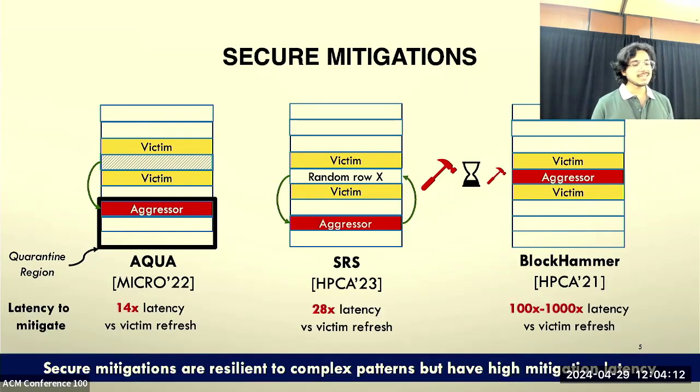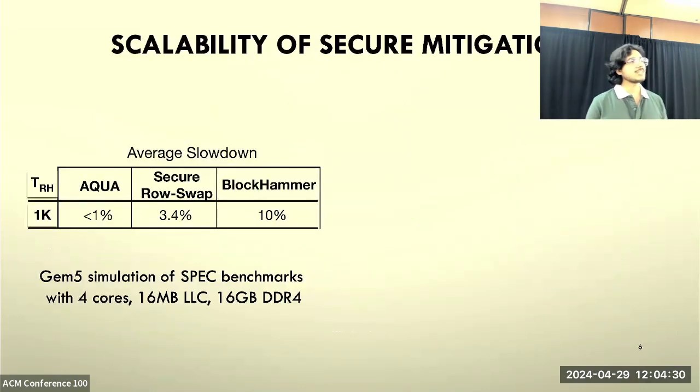So these mitigations are secure, but incur higher latency because they are complex compared to victim refresh. This is because row migration schemes like Aqua move kilobyte-size rows, while rate control in Blockhammer delays accesses by several microseconds or maybe even more. So at a near-term threshold of 1,000, mitigative actions are rare, and the overhead of these schemes is low.